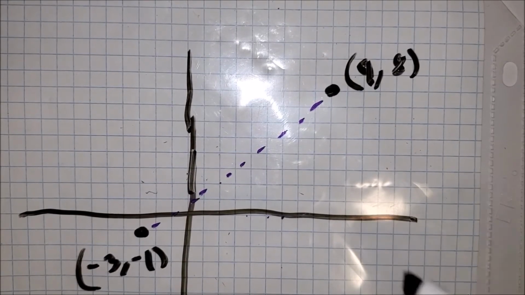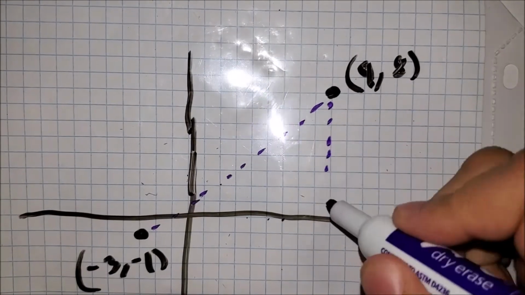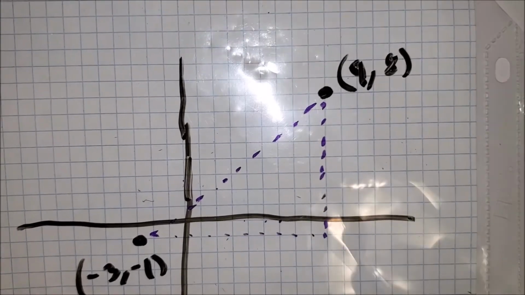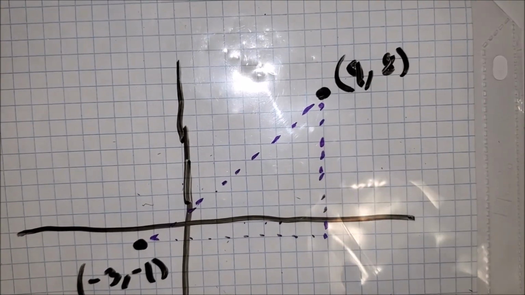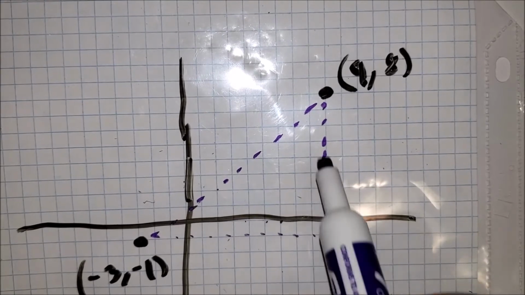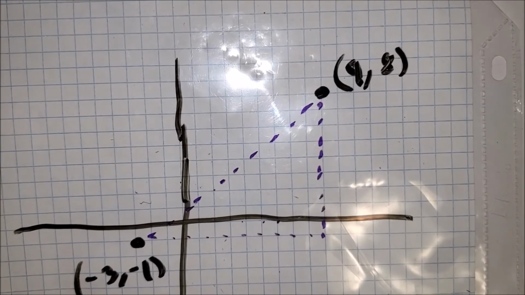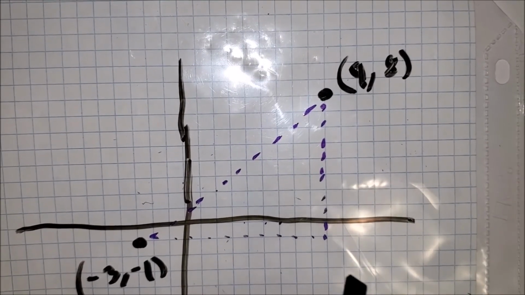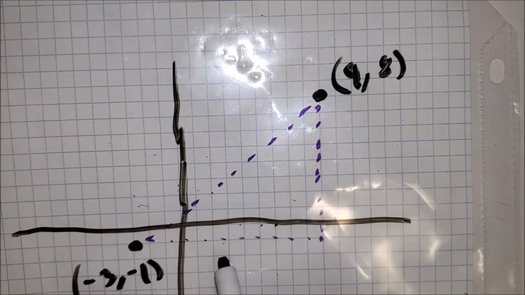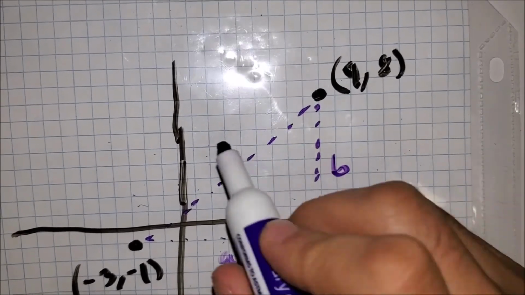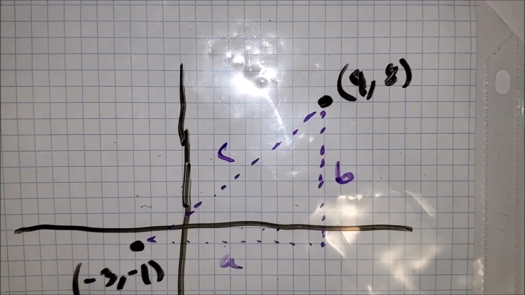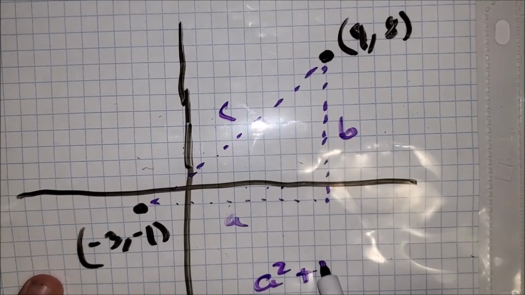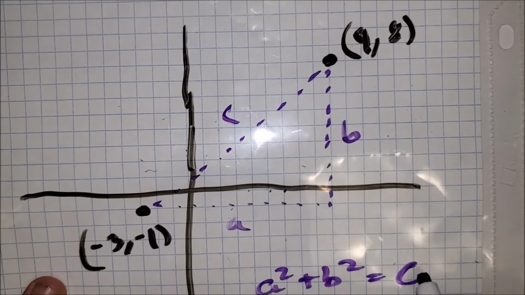First, let's look at the horizontal and vertical distances that we have. If you connect these like so, you can draw a right triangle and use the Pythagorean theorem. We could call this a, call this b, and call this c, and that gives us the Pythagorean theorem. To find c, we would do a squared plus b squared equals c squared.